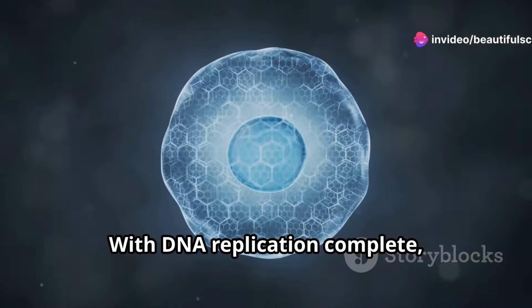The G2 phase is also a crucial checkpoint, the final dress rehearsal before the big show. The cell verifies that DNA replication has occurred correctly and that all necessary proteins and organelles are present. If any errors or deficiencies are detected, the cell cycle can be halted, allowing time for repairs or adjustments.